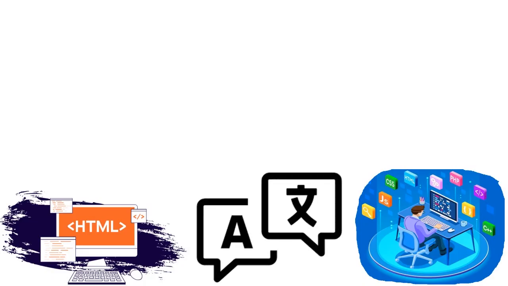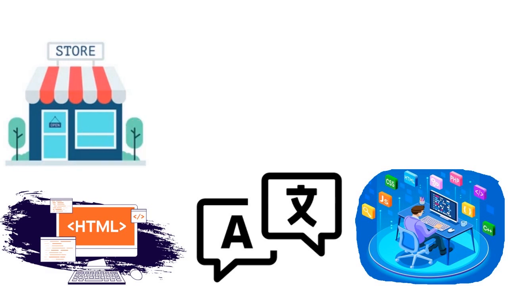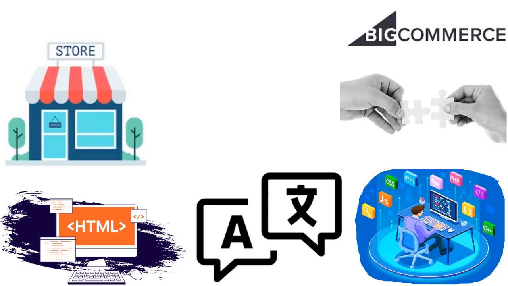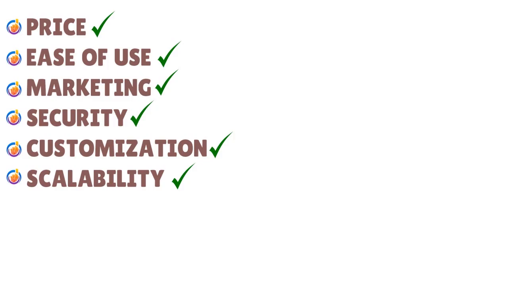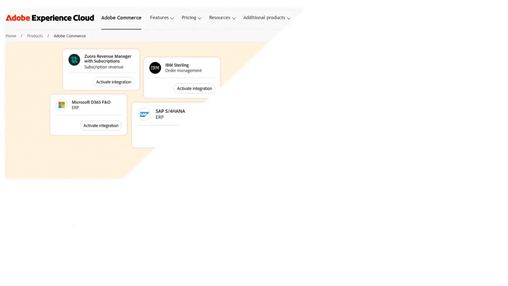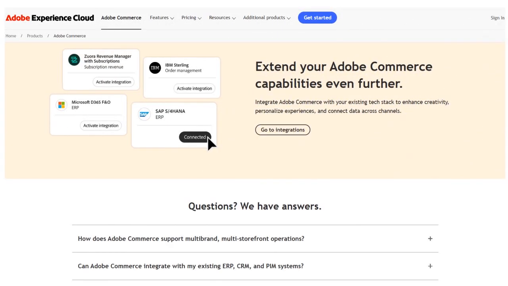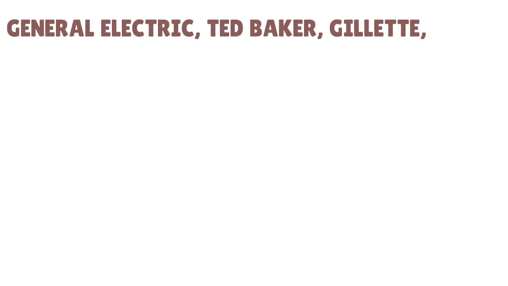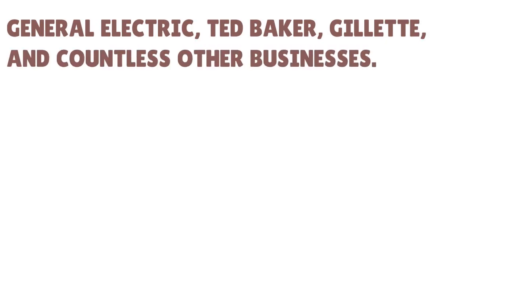Okay, so if for any reason your store needs highly customized features that are not available in, let's say, the standard BigCommerce package, or let's say you are dealing with a lot of complex integrations, Magento slash Adobe Commerce is definitely going to be your best bet. What about scalability? Well, BigCommerce can be an effective solution for larger enterprises. It is actually used by several multinational operations, including GE, General Electric, Ted Baker, Gillette, and countless other businesses. So that's kind of cool, okay?